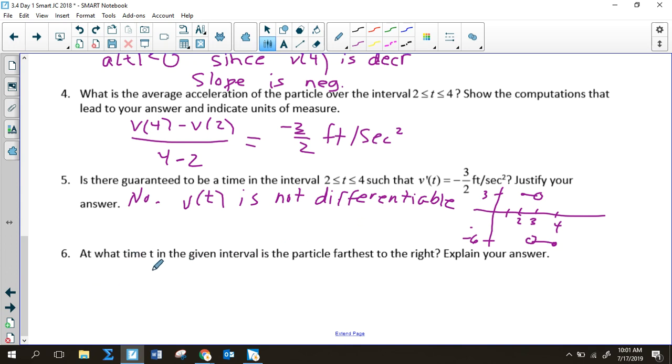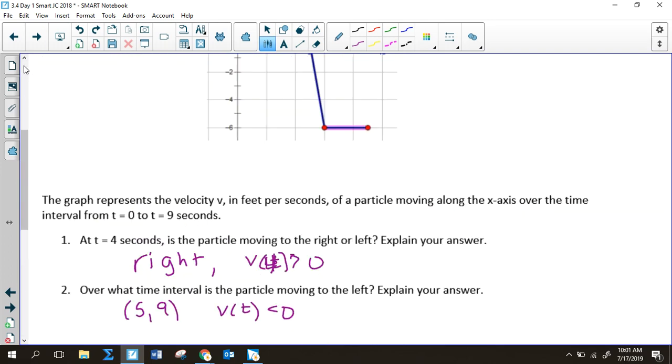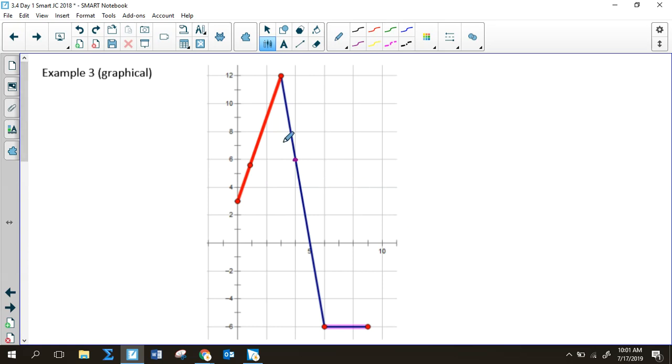All right, and final question for this video. At what time t in the given interval is the particle farthest to the right? So this comes from looking at the graph and looking at all this positive velocity. So positive velocity, positive, positive, positive. When you have a positive velocity, remember that means the particle is moving to the right. So all this is the particle moving to the right.